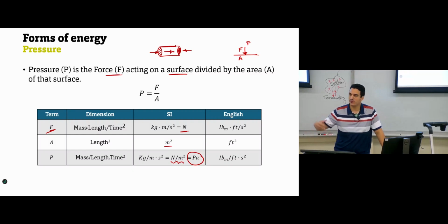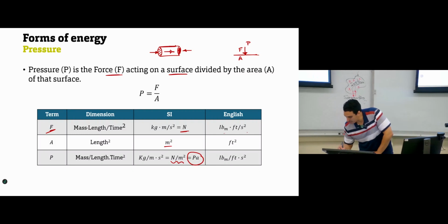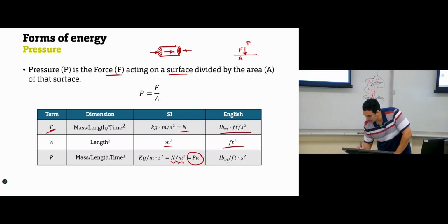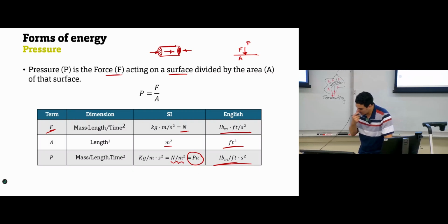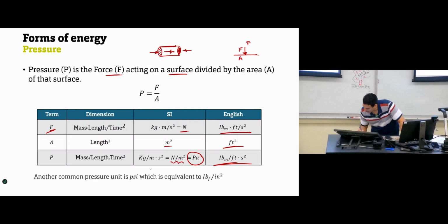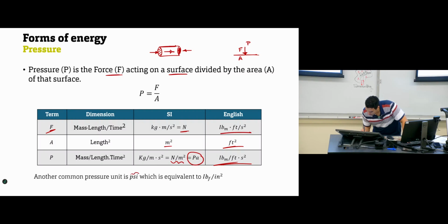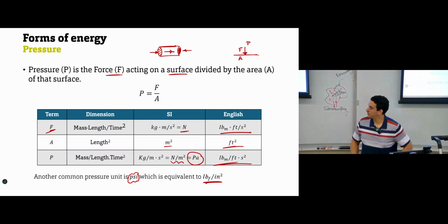So we have Newton, we have Pascal, just to give you an idea about this one. Then we have pound mass feet per second square divided by feet square, it will give you this one. But again, in the American system, we can express pressure as PSI. And PSI is equivalent to pound force per inch square. So this is also a very well-known unit we can use to express pressure.